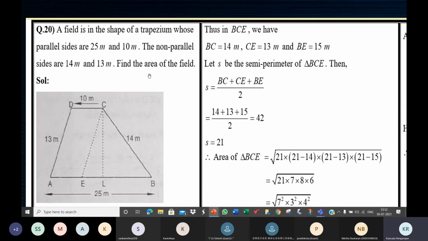Now, children, what we're going to do is, with the help of a construction, because can you recall the formula to find the area for a trapezium? Half sum of parallel sides into distance between them.